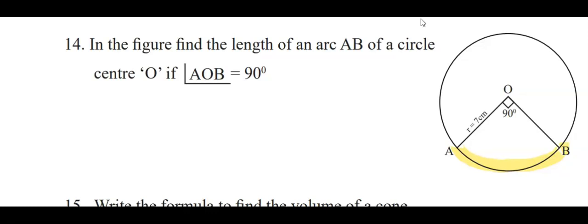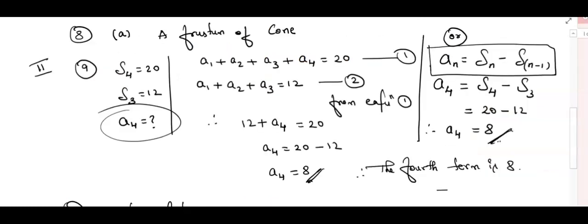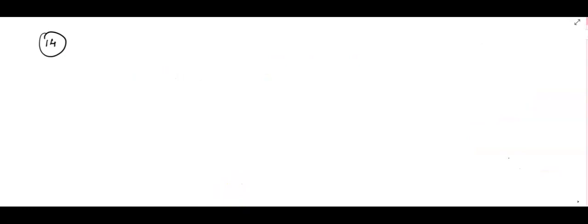What is its length? And they have given that angle AOB is equal to 90 degrees, when the radius is 7 centimeter. The radius of this is 7 centimeter. Let me solve this problem. As we know, in the given problem they have given the angle, that is theta is equal to 90 degrees, and the radius 7 centimeter, and they are asking us to find the length of the arc.